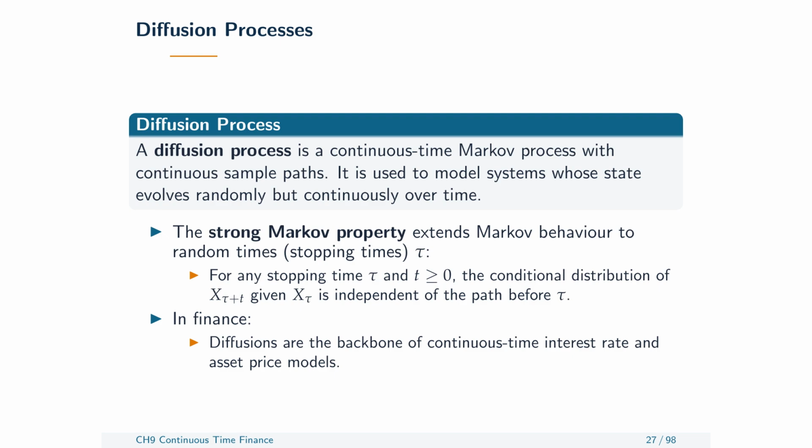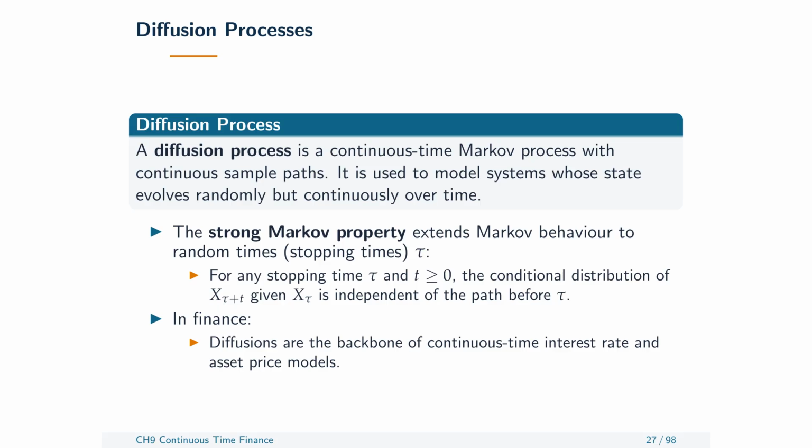A diffusion is a continuous time Markov process with continuous sample paths. Brownian motion is the foundational example, but useful diffusions allow drift and volatility to depend on state and time. These functions determine local conditional behavior. The drift describes the average direction of change, and the diffusion function describes the local scale of random fluctuation.